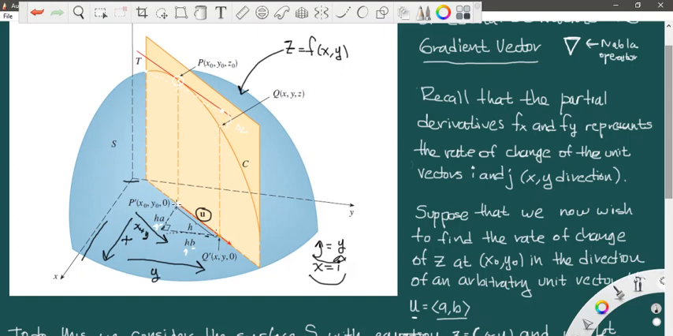So if I move from P prime to Q prime, this is a vector which is the same as the vector u. And if you see here, from this point P to this point Q, there is some change in the height, the level of z, because this is a curve. And that change, I'm going to attribute it to the displacement of this vector u all along the surface.